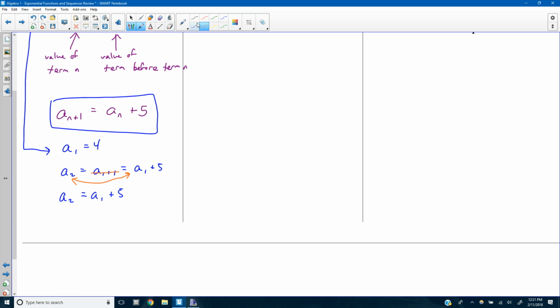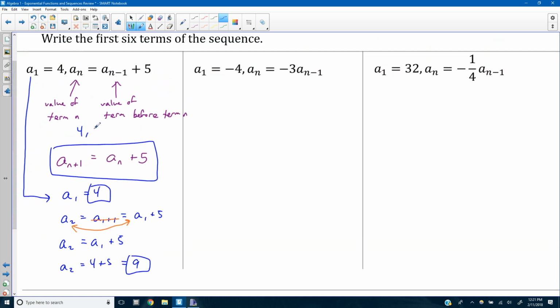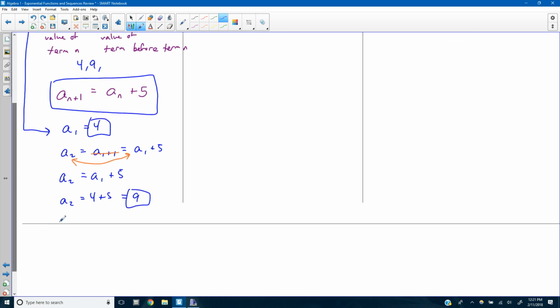Now, a sub 1 is 4. So a sub 2 is 4 plus 5, which is 9. A sub 1 is 4. A sub 2 is 9. Now, to find a sub 3, I'm going to take a sub 2 plus 1, which is a sub 2 plus 5. The value of the next term is the value of the term before it plus 5. So a sub 3 is a sub 2, which is 9, plus 5, which is 14.